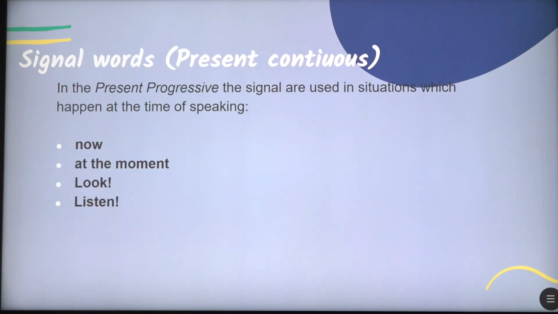The signal words by which we are going to notice that we are talking about present continuous are now, at the moment, look, or listen. These are some of the situations that represent that we are talking about present continuous.